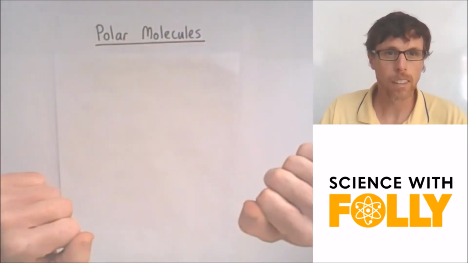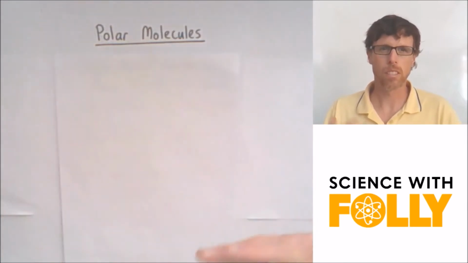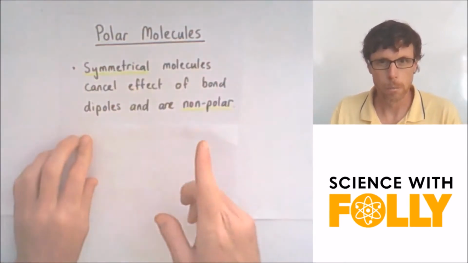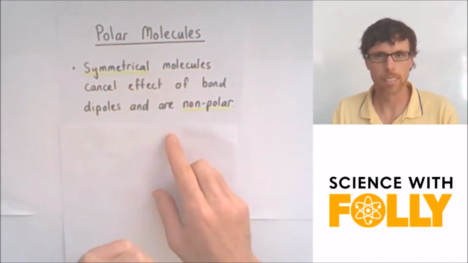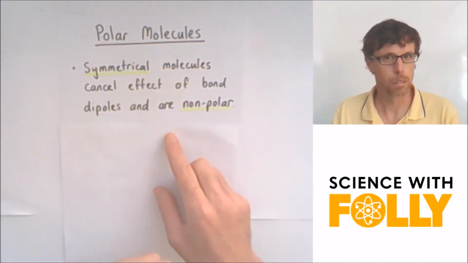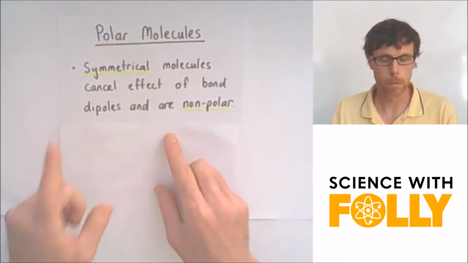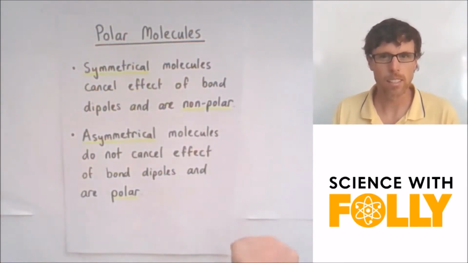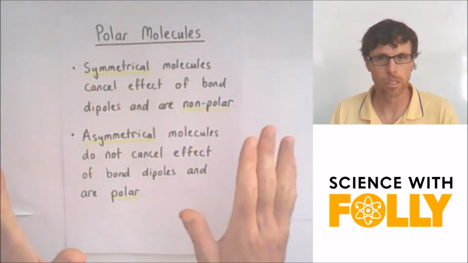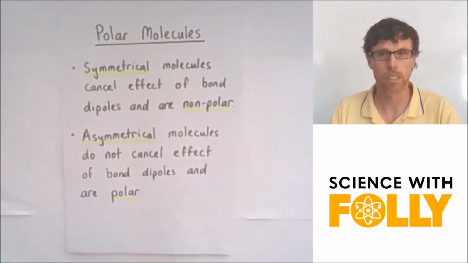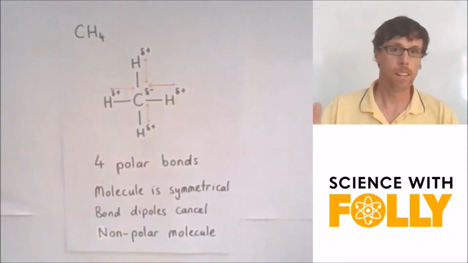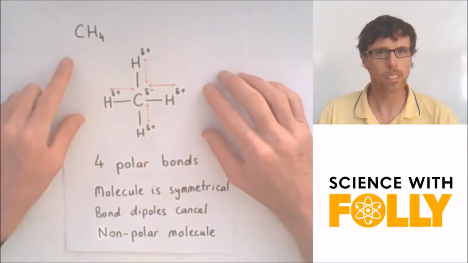Now let's apply our understanding of polar bonds to whole molecules. Firstly, symmetrical molecules cancel the effect of bond dipoles and are non-polar. So remember, symmetrical, non-polar, whereas asymmetrical molecules do not cancel out the bond dipoles and they are polar. So asymmetrical, polar. Here's an example, methane, CH4.